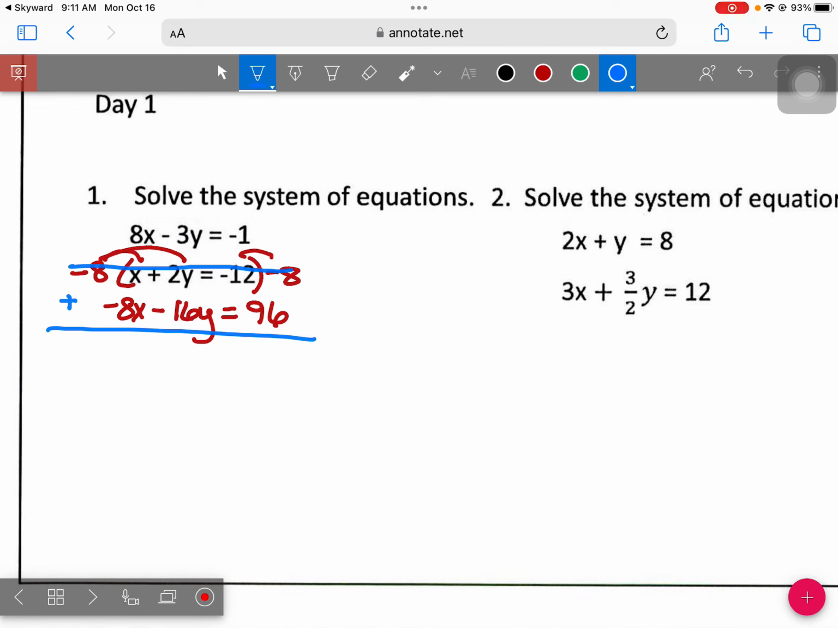Can you see? No. Do you want to move here? Is that a little better?